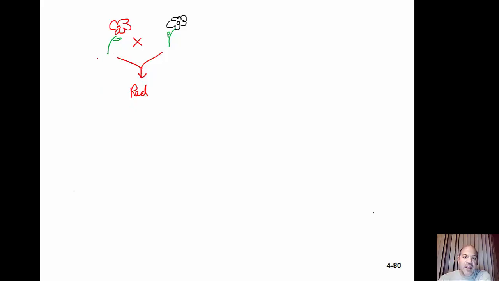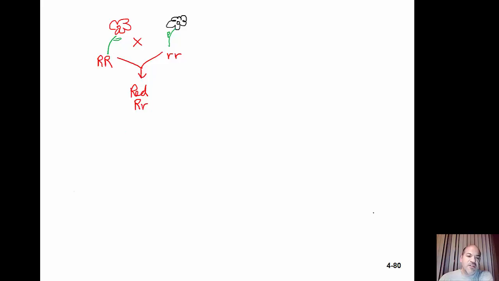So now we'll assign a capital letter here, and we'll use R because red is the dominant. So we'll use capital letters here. We're going to use the same letter, but we're going to put lowercase letters, and we know they're homozygous because they were true breeding. So this gives us red, and we know that this must be heterozygous, and we get all red.